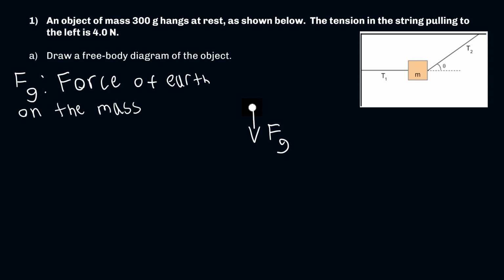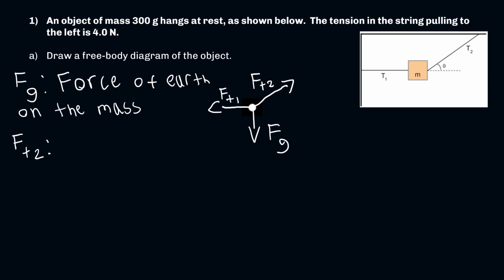So we have the diagonal strain is going to be like this. I'm going to call that FT2. Oops, let me fix that. So that's the diagonal string there is going to be FT2. And then the string that is horizontal is T1, so I'm going to call it FT1. And I will annotate those in a second. So FT2, I'll start with since I drew that one first.